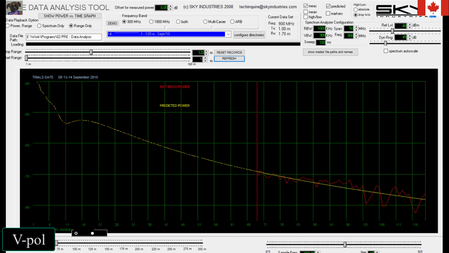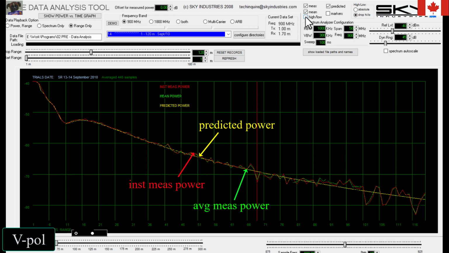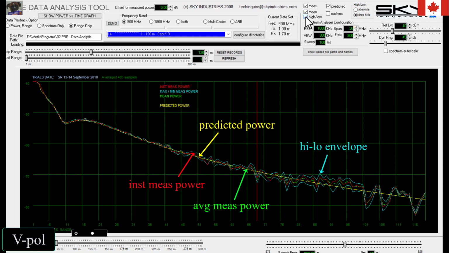So this is the live graph I mentioned. The yellow curve is predicted power. The red is instantaneous measured power. The green is average measured power, and the cyan is the envelope of the highest and lowest powers at each range, with the absolute highest and absolute lowest measurements dropped.